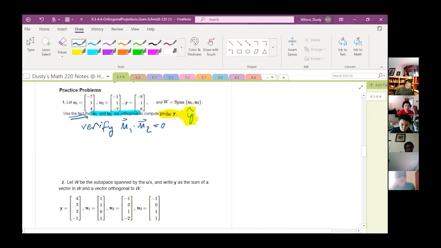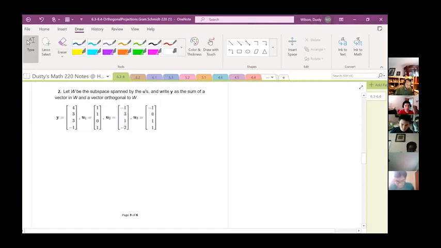And let's look at the second practice problem. So it says, let W be a subspace spanned by the U's, and write Y as the sum of a vector in W and a vector orthogonal to W. So the difference between this question and the example that we worked all the way through is that now we have 3 vectors, U1, U2, U3. U3 is a cover band for U2, in case you're wondering. And then we have vectors that live in R4. So we've just added a little bit more dimension. Otherwise, it's just the same.